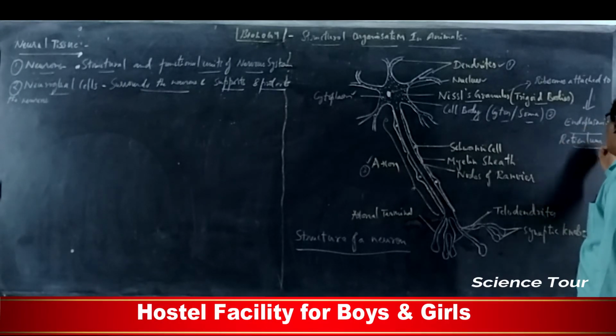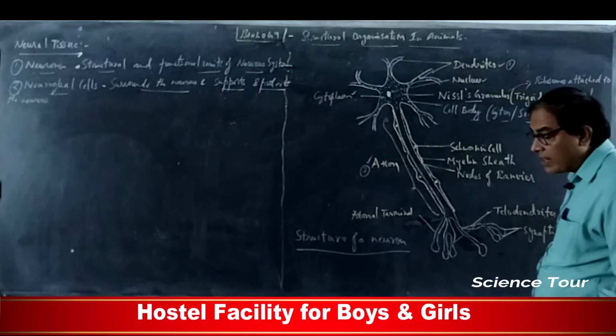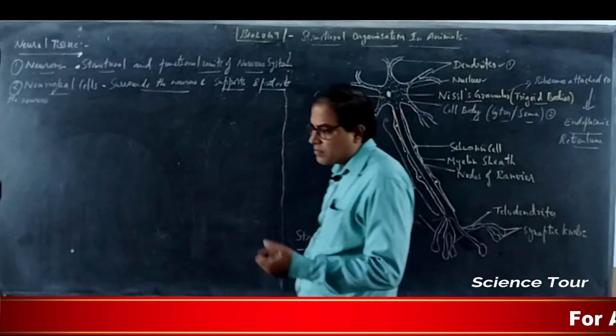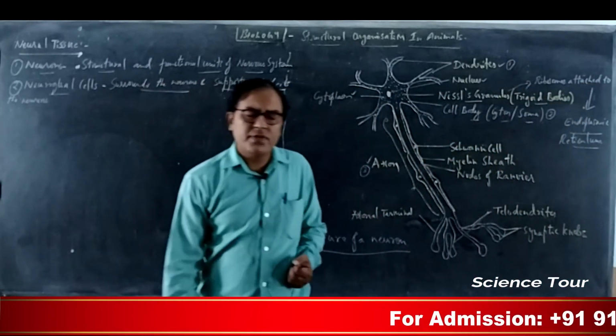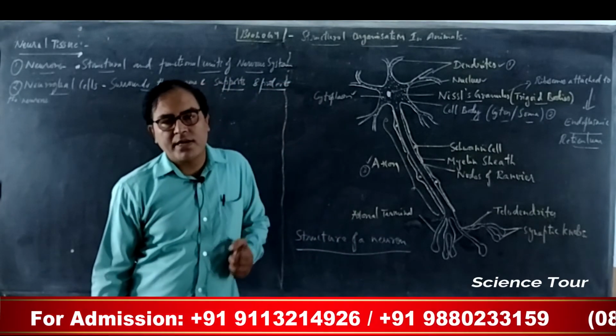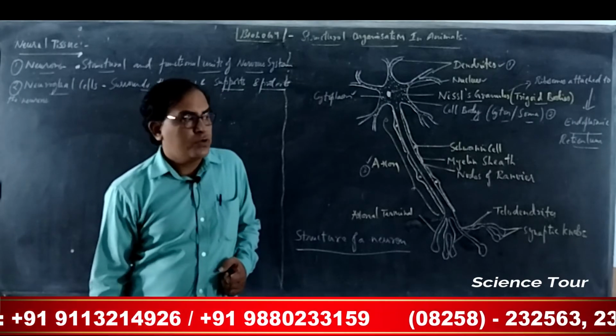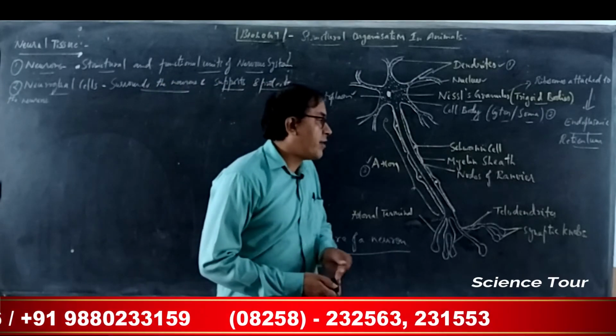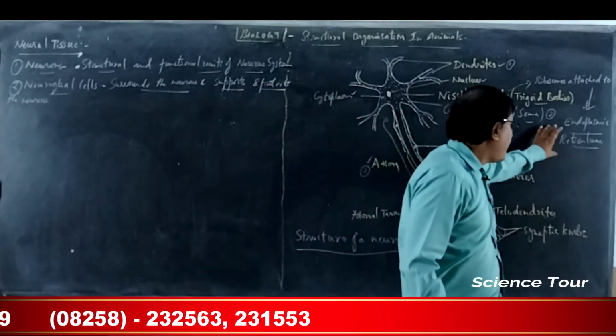Ribosomes attached to endoplasmic reticulum. What are ribosomes? Ribosomes are the protein factories of the cell. Protein manufacture work is done by ribosomes. So there is another important cell organelle, it is called as endoplasmic reticulum.